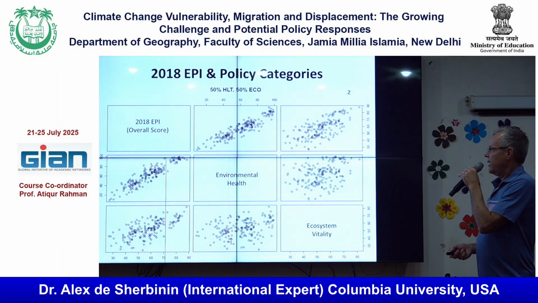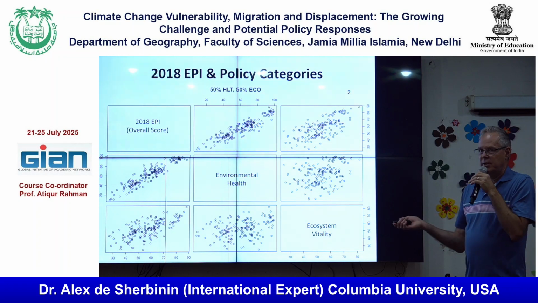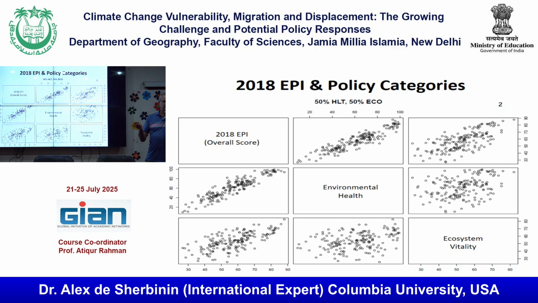Okay, this is an example of just looking. Scatter plots are a very useful tool, and most of this you're probably familiar with from your statistics courses, but just looking at how these things are related. I mentioned earlier that environmental health, countries tend to be pretty, environmental health against the overall EPI score.